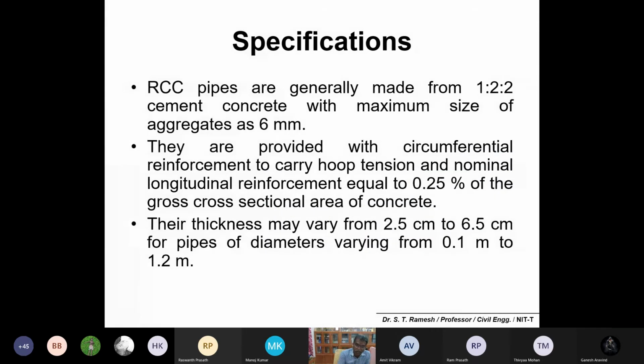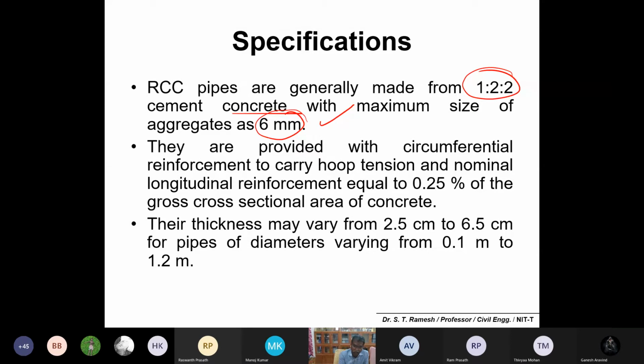You can use a proportion of 1:2:2, cement to fine aggregate to coarse aggregate, and you can use a maximum aggregate size of only 6 mm. Please make a note, this is important. Specifications are 1:2:2, and you can use the maximum size of aggregates as 6 mm.